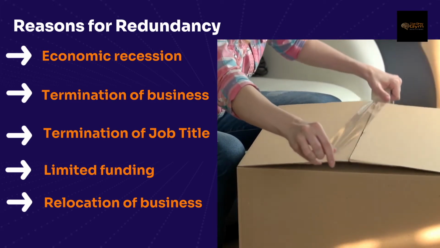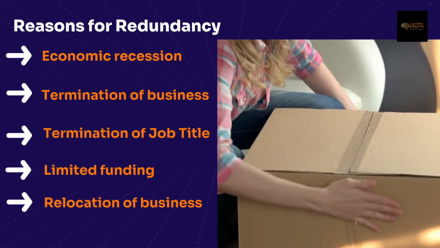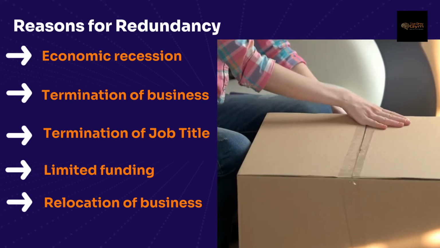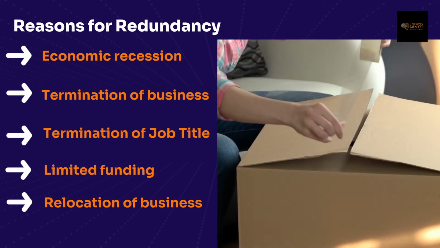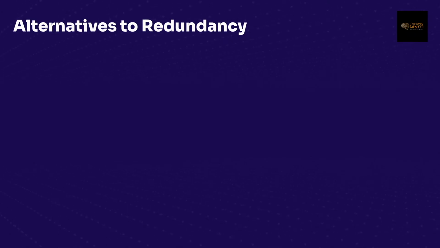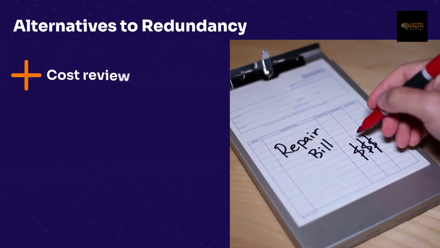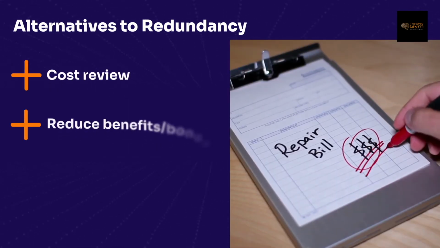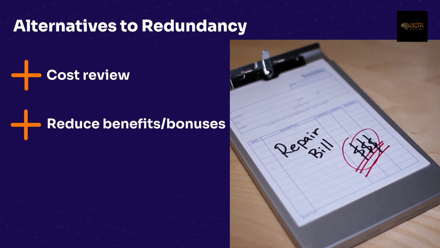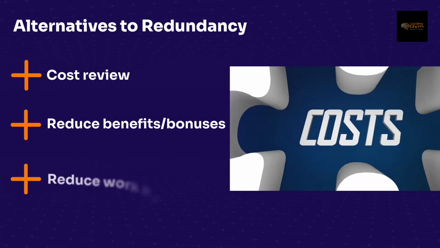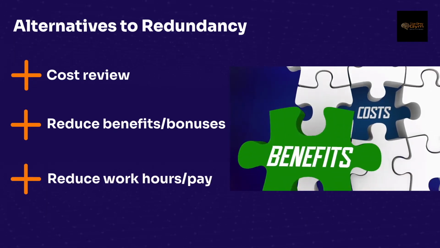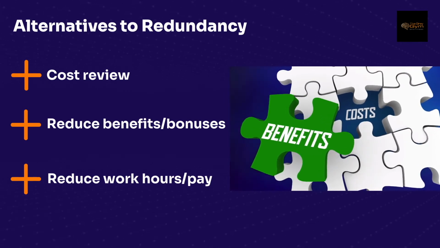It's important to remember that prior to commencing a redundancy plan or exercise, we must leave no stone unturned to ensure that there is no other option possible. Some considerations of alternatives to redundancy could include carrying out a cost review, looking at benefits or bonuses that could be cut perhaps, considering reduced working hours or pay. This could also save costs if it is the primary issue.